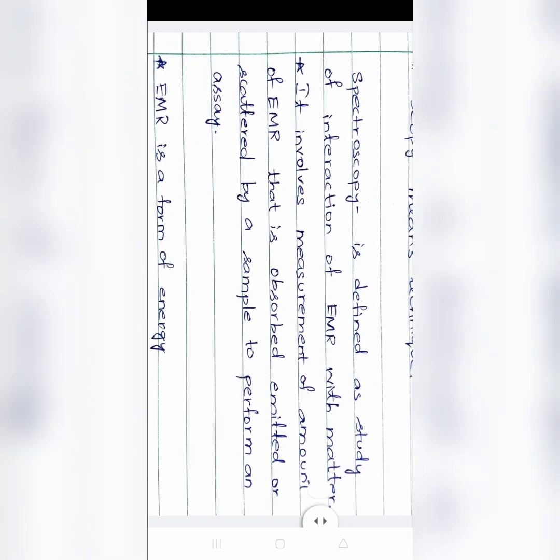To begin with, spectroscopy. Spectro means the interaction. Interaction with what? Interaction of electromagnetic radiation, and scopy means the technique. So spectroscopy is the study of the measurement of the amount of electromagnetic radiation that is absorbed, emitted or scattered by a sample to perform an assay.